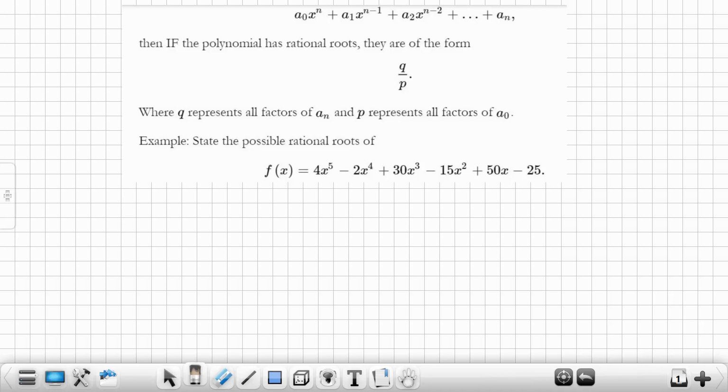Okay, so Anthony, what is A sub naught in this example? Just 4. The x is not A sub naught. Okay, A sub naught is whatever coefficient's in front. So A sub naught is 4. Is everybody all right with that? Okay. What is A sub n, Lucas? We don't care about the sign? Just 25.